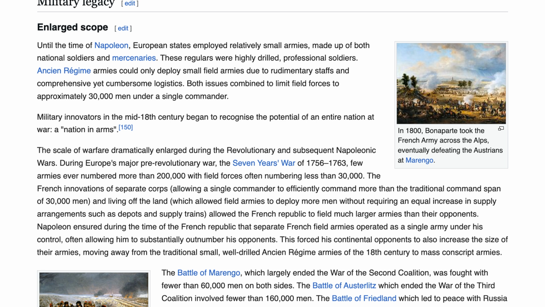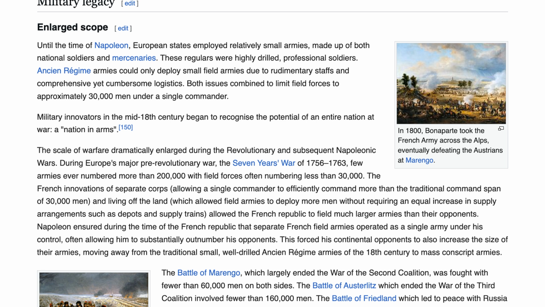Napoleon ensured during the time of the French Republic that separate French field armies operated as a single army under his control, often allowing him to substantially outnumber his opponents. This forced his continental opponents to also increase the size of their armies, moving away from the traditional small, well-drilled Ancien Regime armies of the 18th century to mass conscript armies.